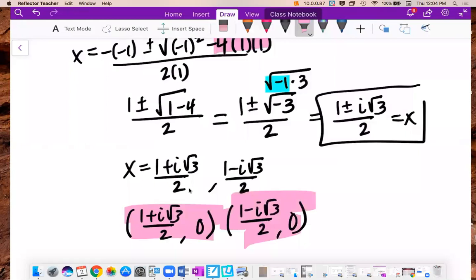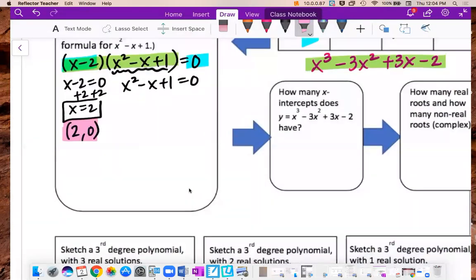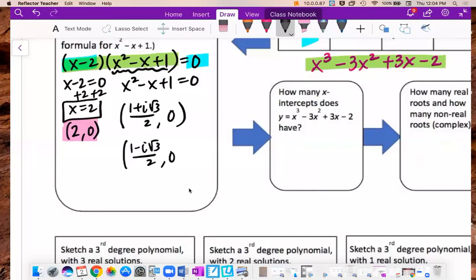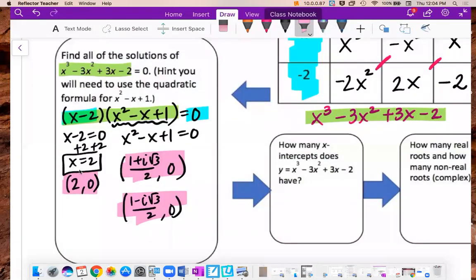Okay, so let's go back over here. So we had those two solutions. We had 2, 0, and then we also had the ones I just wrote over there, which were 1 plus i square root of 3 over 2, comma, 0, and 1 minus i square root of 3 over 2, comma, 0. So these were our other solutions. Now, the first thing we want to check is this was a degree 3 right here. So we should have 3 final solutions whenever we are done. So let's write this as solutions.